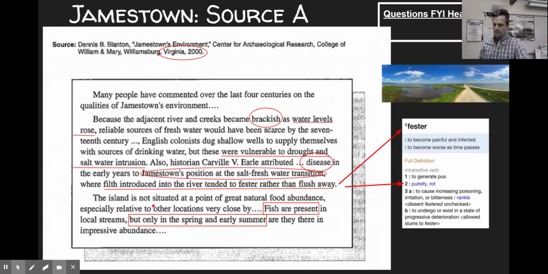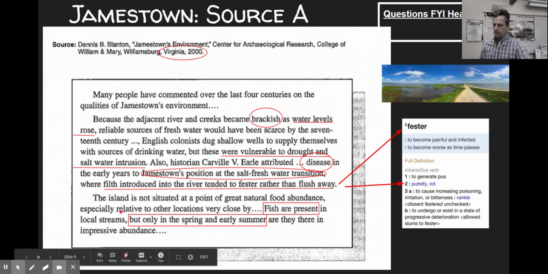The island is not situated at a point of great natural food abundance. Now remember, you can use a river to irrigate your fields and your crops, but it's saying that the area relative to other locations very close by is not very good. So there's other locations close by that would have been better. They just got unlucky where they picked. And they're not experts. They just rolled up. They had to pick something. They picked a little island.